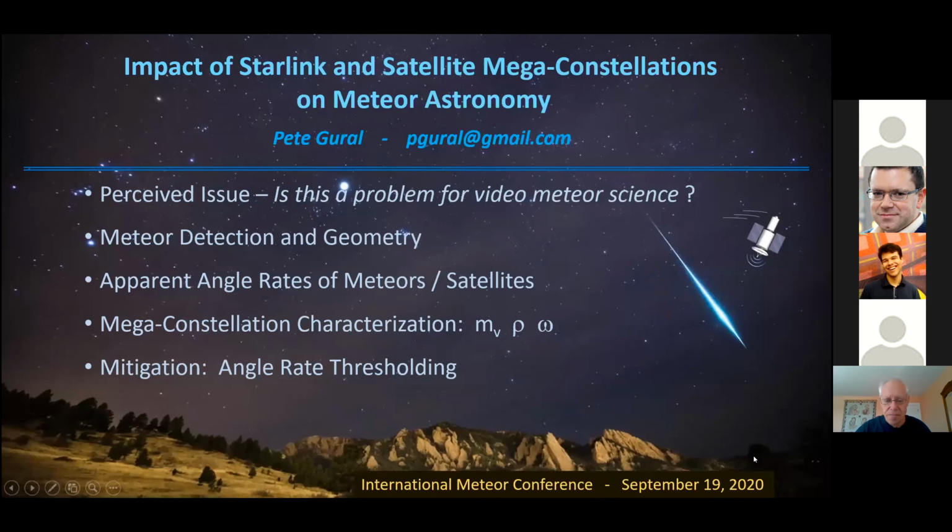All right, today I'm going to talk about the impact of satellite mega constellations on meteor astronomy. There is a perceived issue that this could be a problem for video meteor science, having so many satellites in space over a particular location on the Earth. I'll discuss the meteor detection algorithms and geometry that's involved, some of the apparent angle rates you see of meteors relative to satellites, some of the mega constellation characterization in terms of magnitude, density, and angle rates, and then how to mitigate the issue as far as meteor astronomy is concerned using angle rate thresholding. This does not apply to regular astronomy.